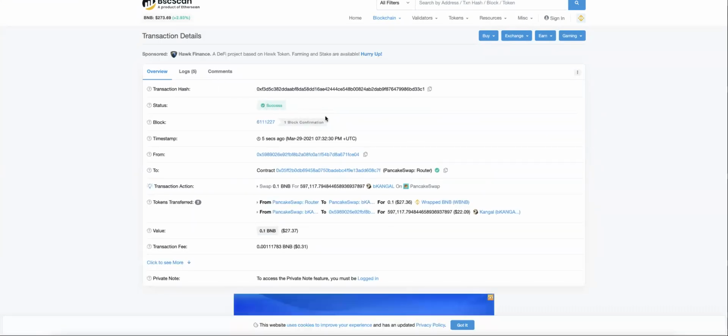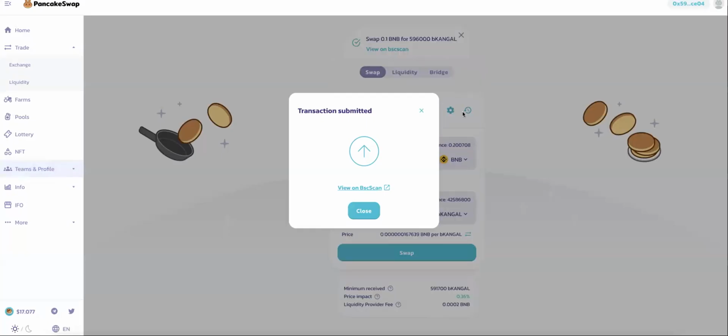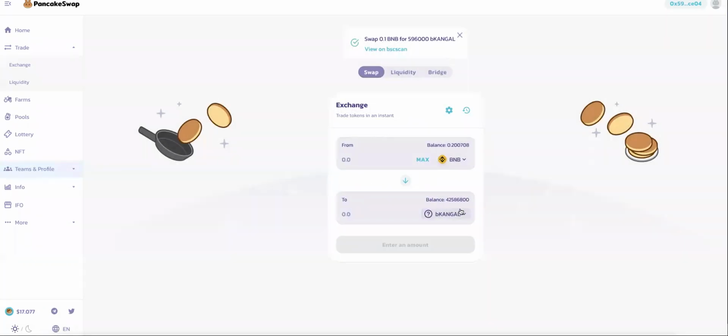Very fast, and very cheap. That is the difference between Binance Smartchain and Ethereum. Ethereum is slow and expensive. Binance Smartchain is fast and it's cheap. So if I go back to my wallet, remember I had about 42 million of that coin. It hasn't changed that much because it's probably in just this place anyways.